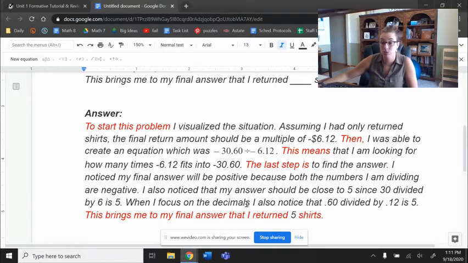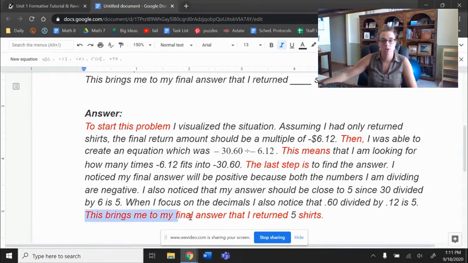When I focus on the decimals now, I also notice that 0.60 divided by 0.12 is 5. And that might be a little clearer if you think about removing those decimals. What's 60 divided by 12? It's going to end up being 5. This brings me to my final answer that I returned 5 shirts total. Because think about it, 6 goes into 30 5 times and 12 goes into 60 5 times. So therefore, 6.12 goes into 30.60 5 times total.